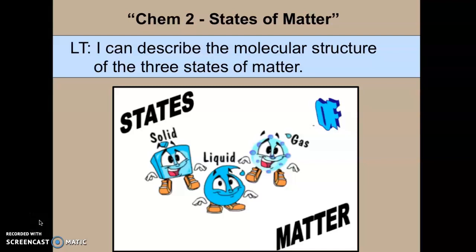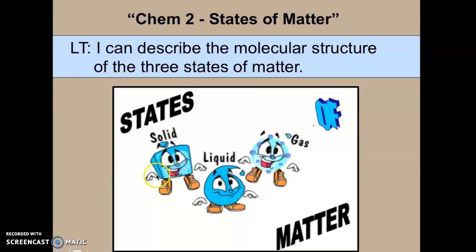Chem 2, states of matter. So you may have heard about the different states of matter before, and we're going to be looking at our three main states of matter in more detail. Solid, liquid, and gas are three states of matter, and anytime that I think about the states of matter or how they can change from one state of matter to another, I always think about water.